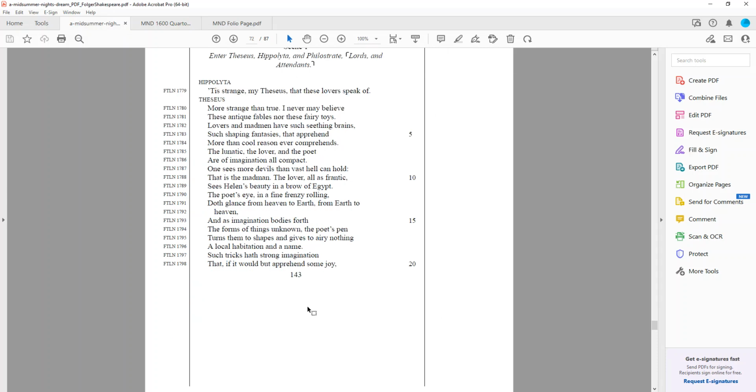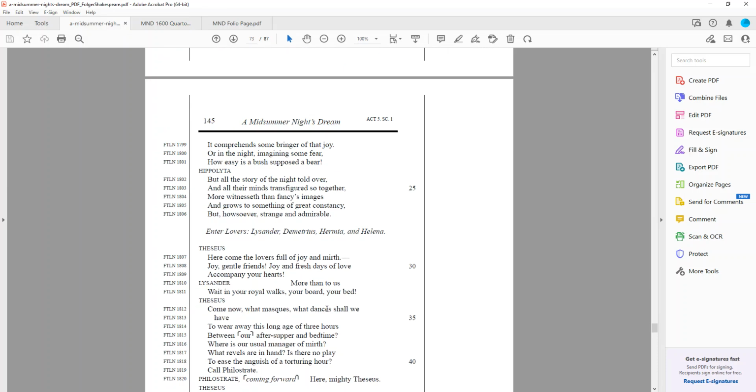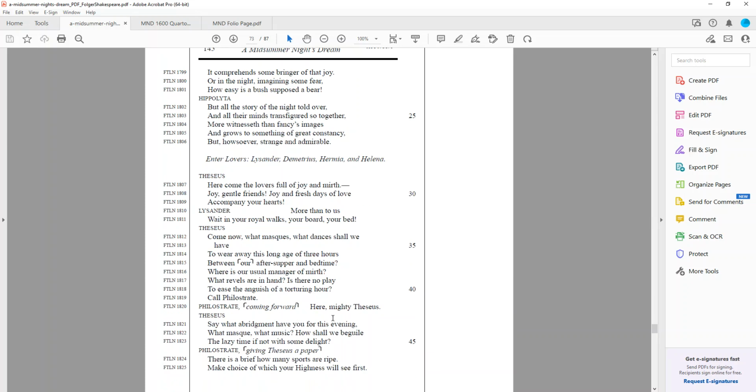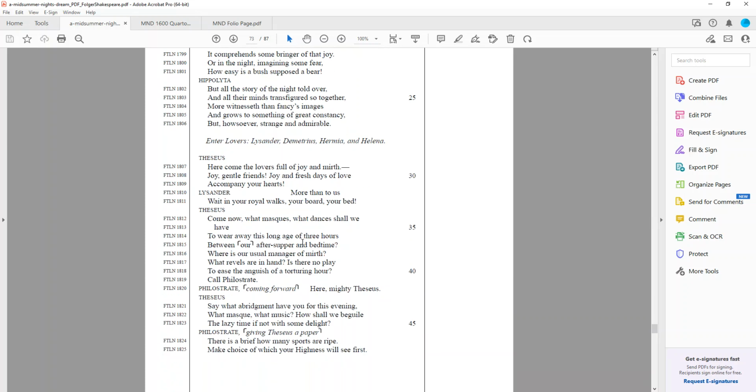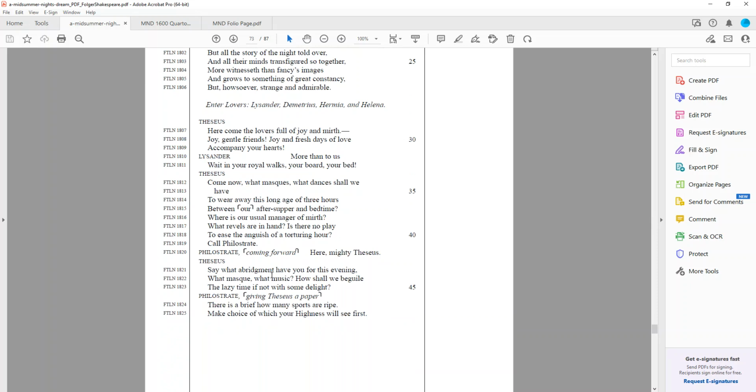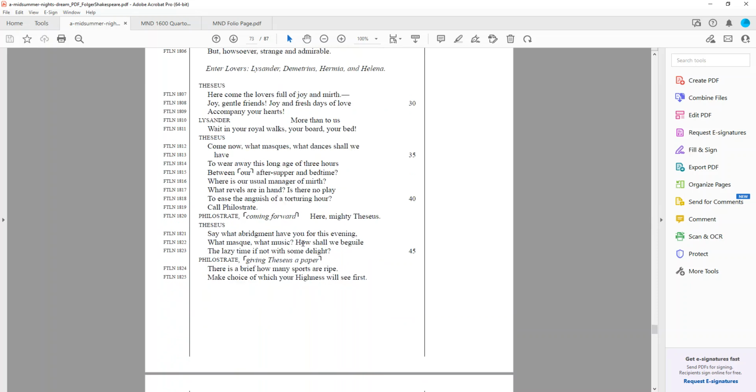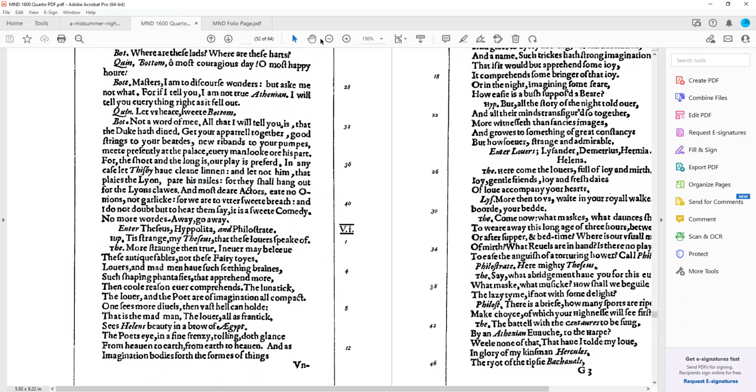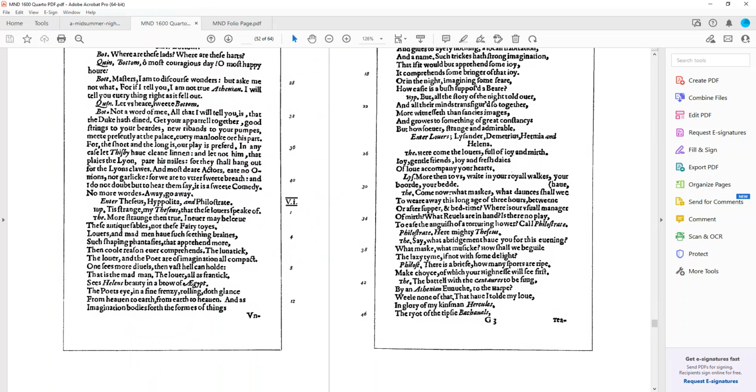Philostrate's the master of ceremonies. Okay. And we see later on here that Philostrate is the one in Act 5, Scene 1, who tells Theseus about the plays that are available to choose from, as you can see right here. And that's also true here in the quarto edition. Here's Philostrate speaking, "Here, mighty Theseus," and here's the same passage I just showed you, right over here.